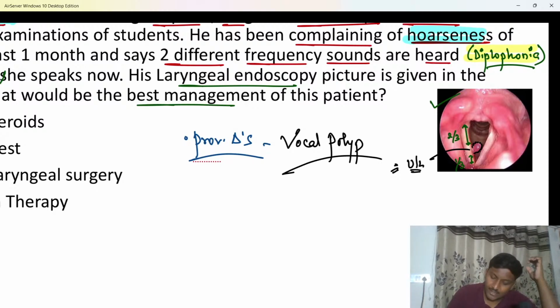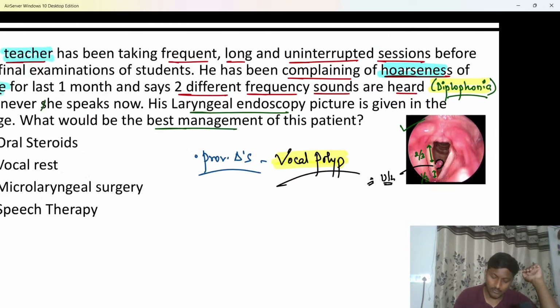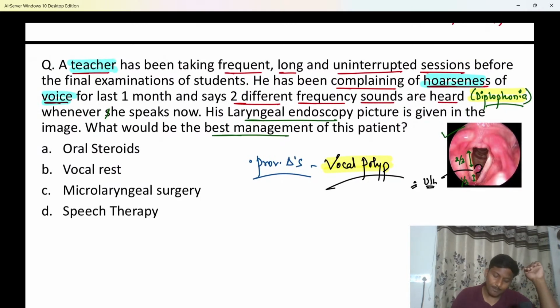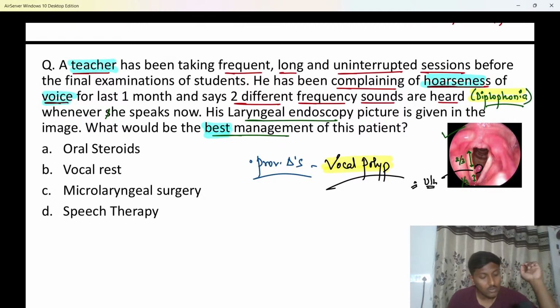Understood? So do not mark the answer just by looking at teacher. Okay, teacher can be an important risk factor for a polyp too. Don't mark with that itself. Okay? So what is the best management, bachche? They have asked what is the best management in the patient now. What is the best management of this patient? Can you tell me?